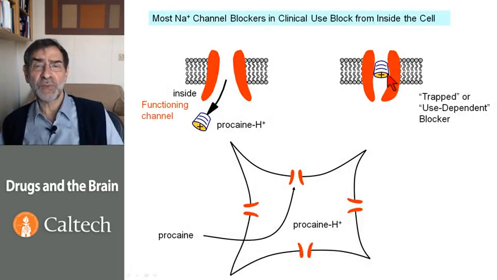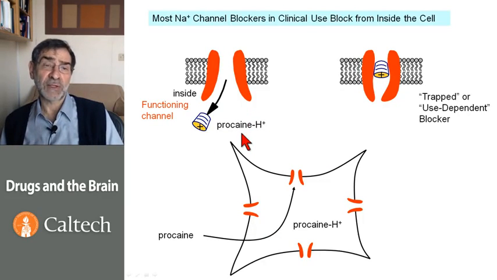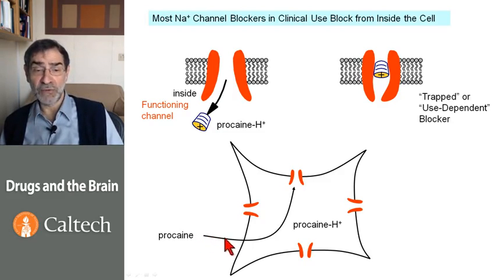There are 2 points that we need to understand about sodium channel blockers. First is that most sodium channel blockers in clinical use actually block from inside the cell. Now, procaine, for instance, we discussed in one of the early lectures that it exists in both the neutral form and in the protonated charged form, and it converts between those forms in a couple of milliseconds. So in its neutral form, it can go into the cell, and in the cell, it can bind to the inside of sodium channels, mostly as the protonated form.